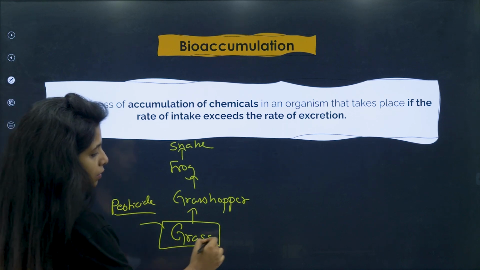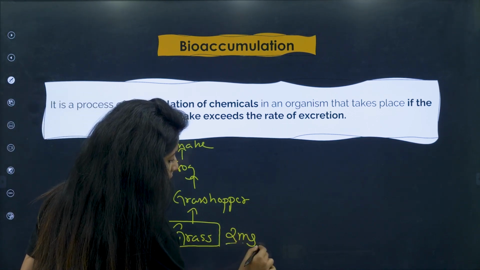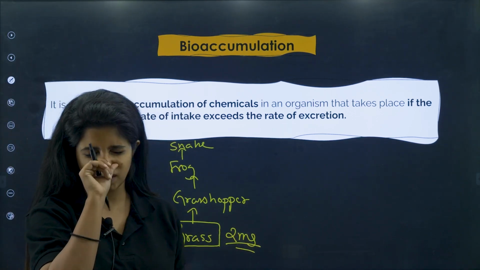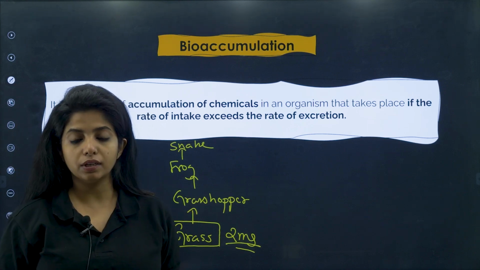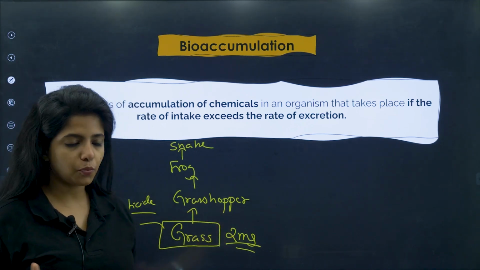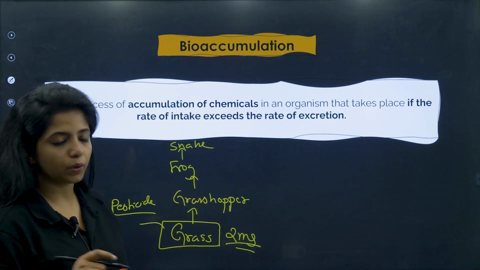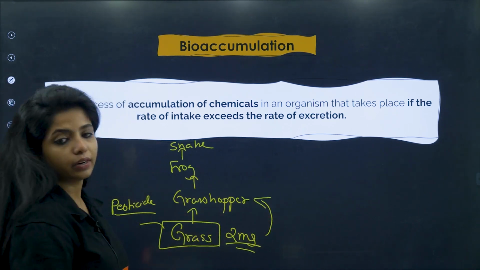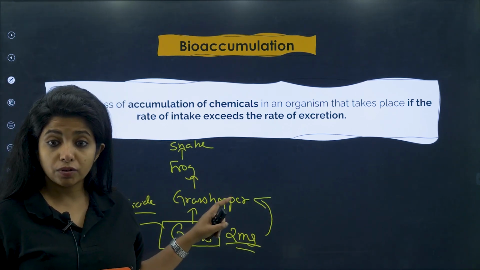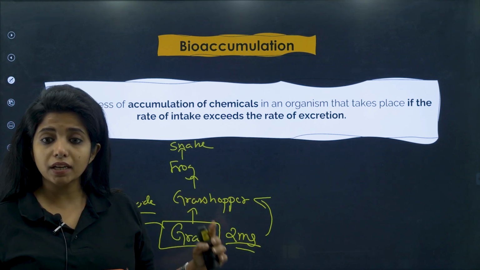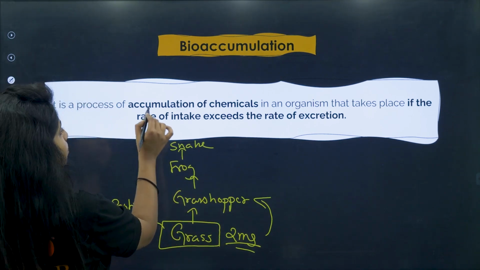For example, I have sprayed 2 mg of pesticide onto some grass. It will still be there in its body. It won't be digested, it won't be broken down. It will go to the next trophic level as well. So what do you call this process, where the chemicals are getting accumulated? You call this bioaccumulation.